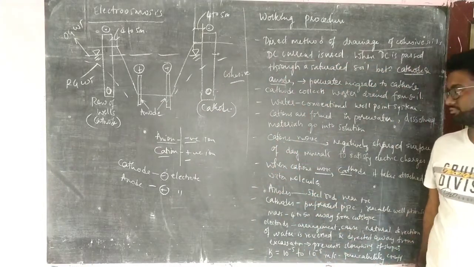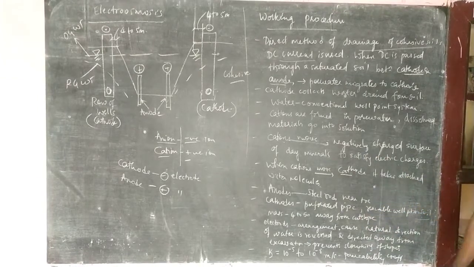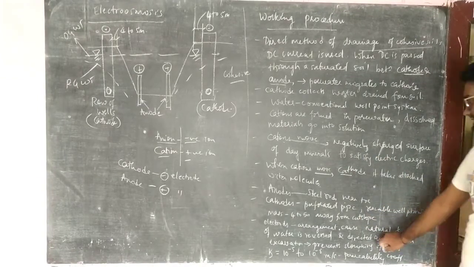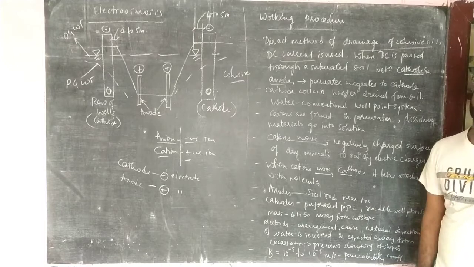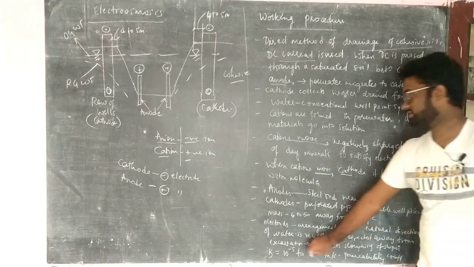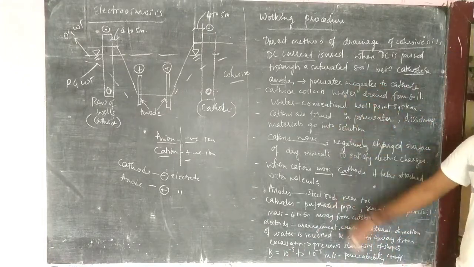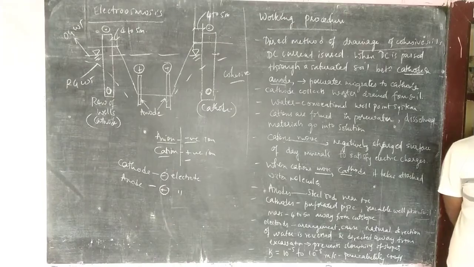It is almost up to 4 to 5 meter away. Okay, natural water is moving away from the excavation. Because of that, the sloughing is being prevented, and the coefficient of permeability of the water to flow in the soil is up to 10 raised to minus 5 to 10 raised to minus 8 meter per second. So this is the working procedure of the electroosmosis process.